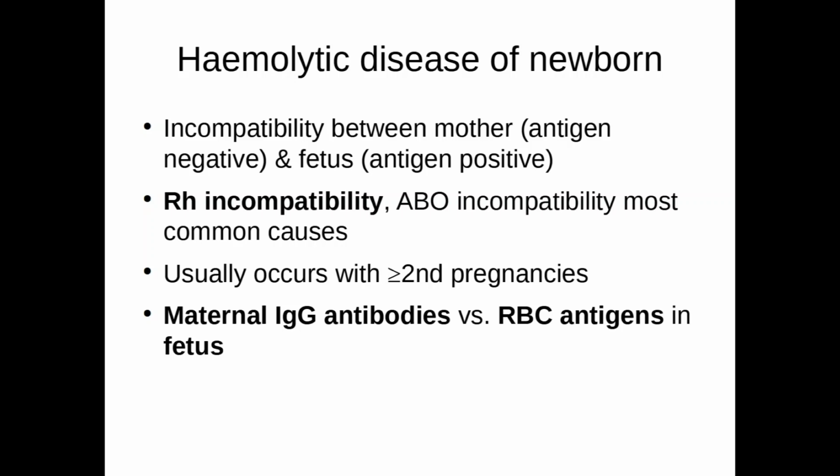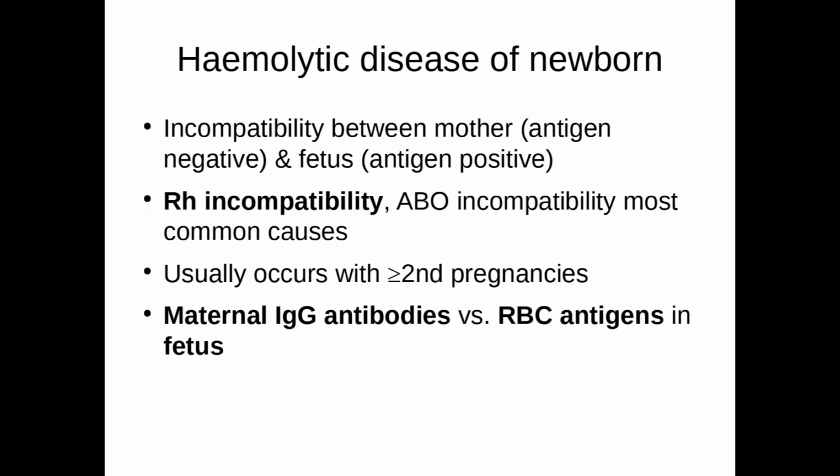First, let us take up this topic, hemolytic disease of newborn, which is very important, particularly the type wherein Rh incompatibility is involved. HDN is incompatibility between a mother who does not have a particular antigen and the fetus who has that antigen. Two types are Rh incompatibility and ABO incompatibility. However, Rh incompatibility is a bit more serious in nature.